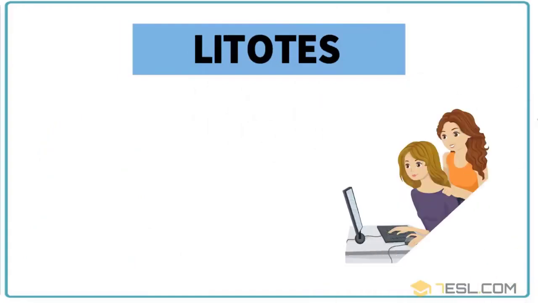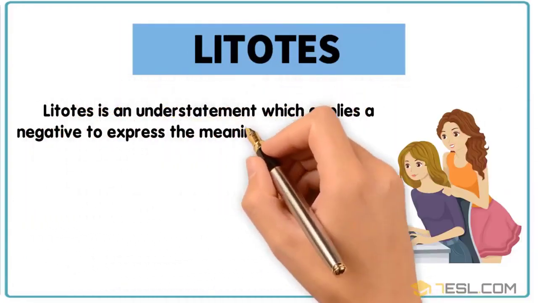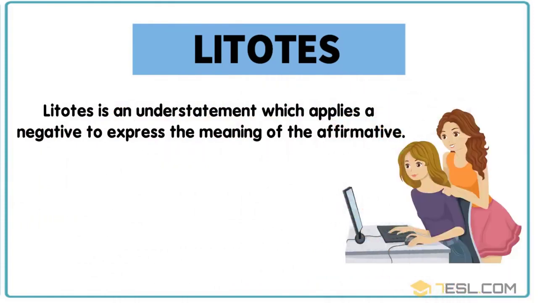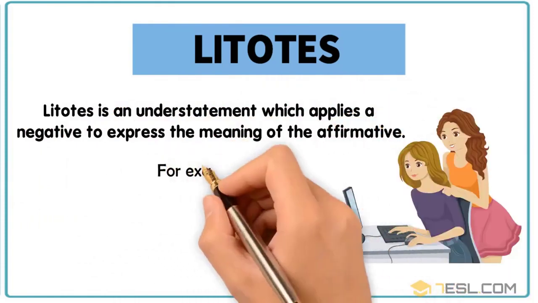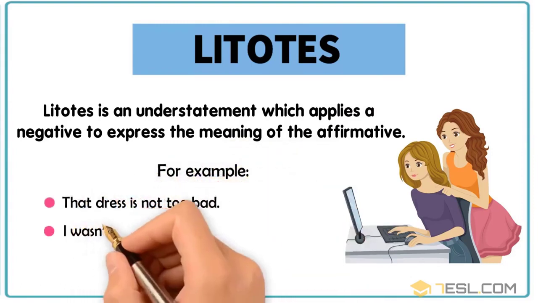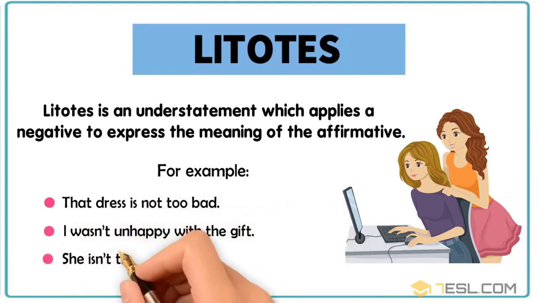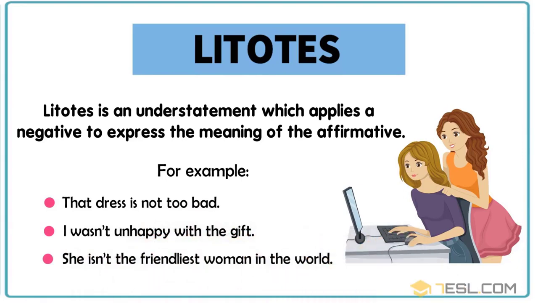Litotes. Litotes is an understatement which applies a negative to express the meaning of the affirmative. For example, "That dress is not too bad. I wasn't unhappy with the gift. She isn't the friendliest woman in the world."